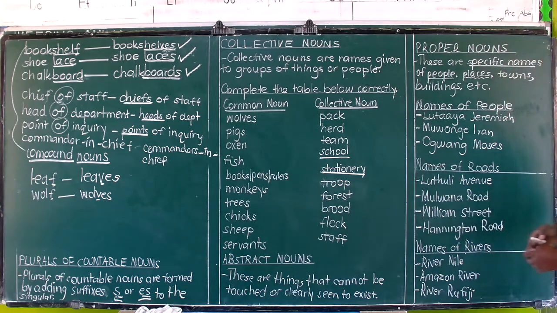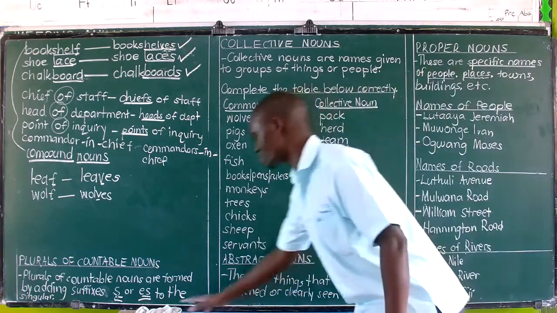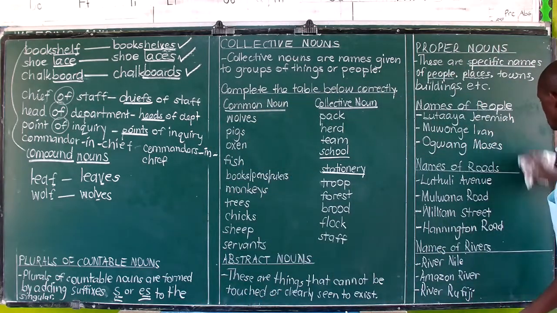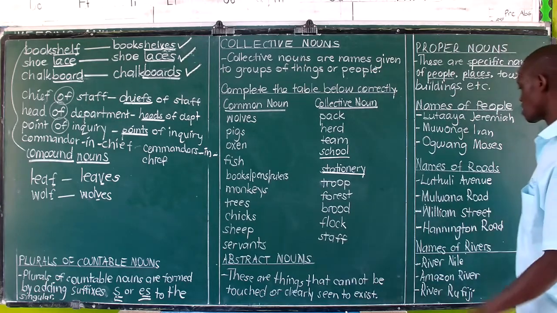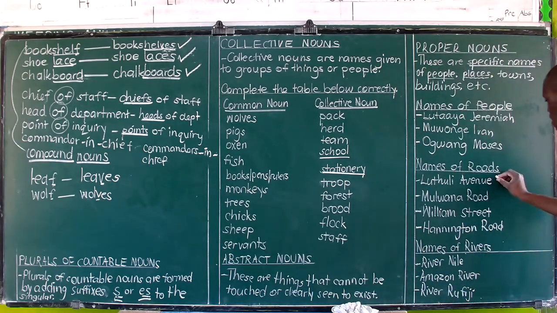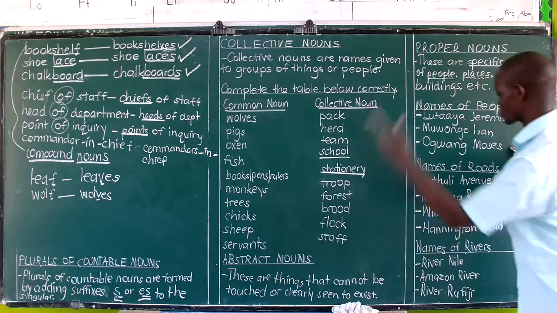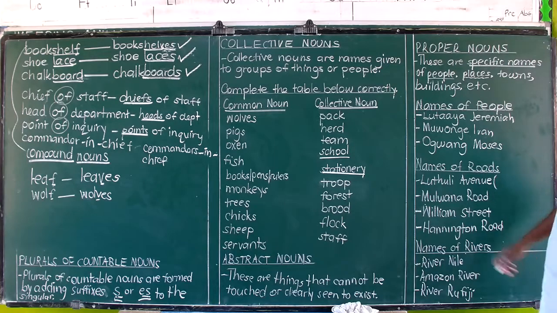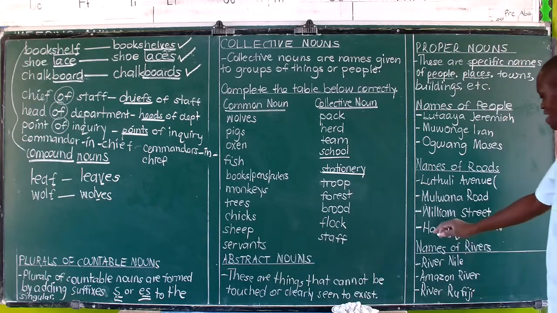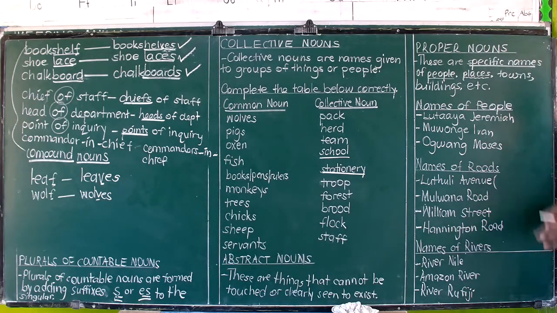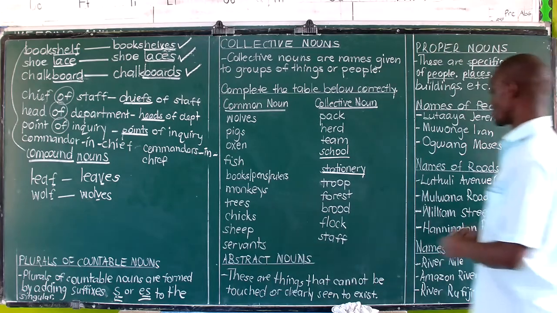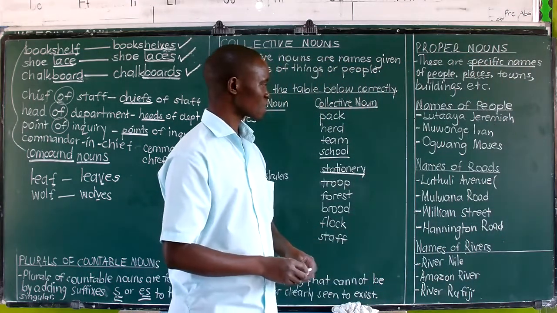Next, we have names of roads. Names of roads are proper nouns. Examples here are Ruthuri Avenue. Ruthuri Avenue is the name of a road. Yes, that's the one that leads you to Train Up a Child Primary School, Bugorori. Then Muluana Road, William Street, Huntington Road. Dot your I. Huntington Road. All these are specific names of roads in Kampala.